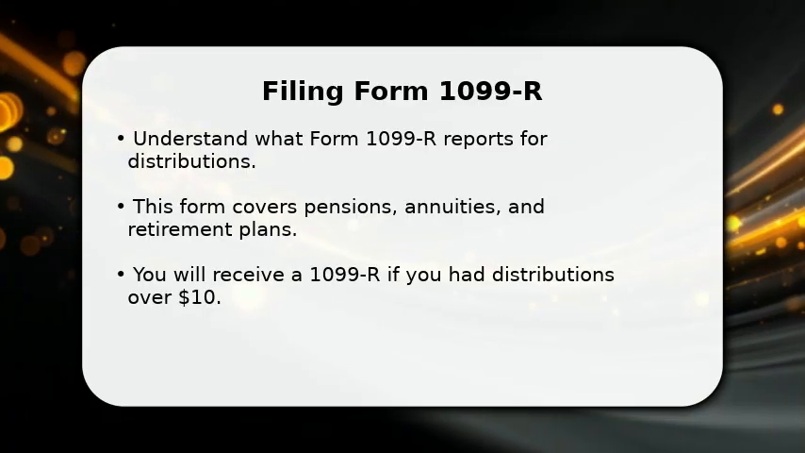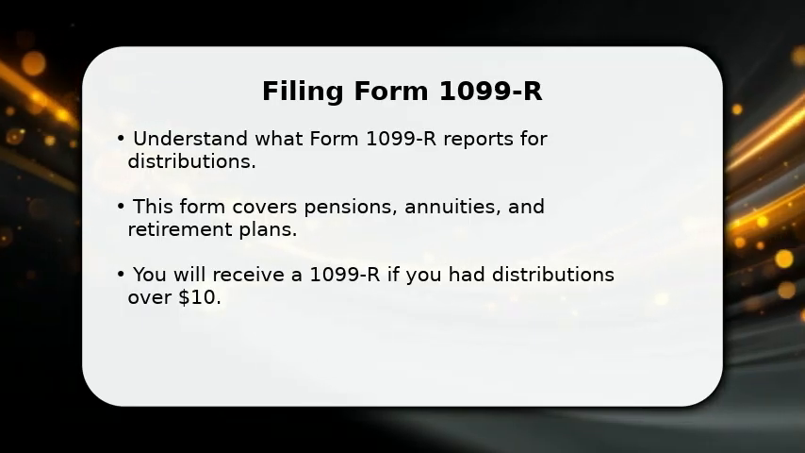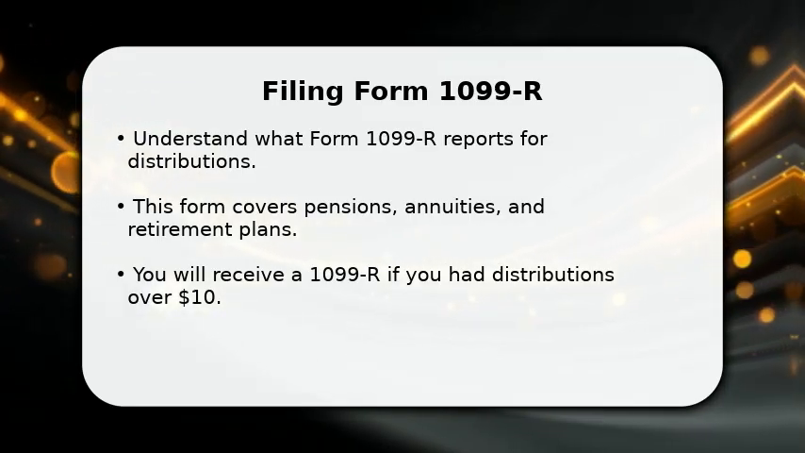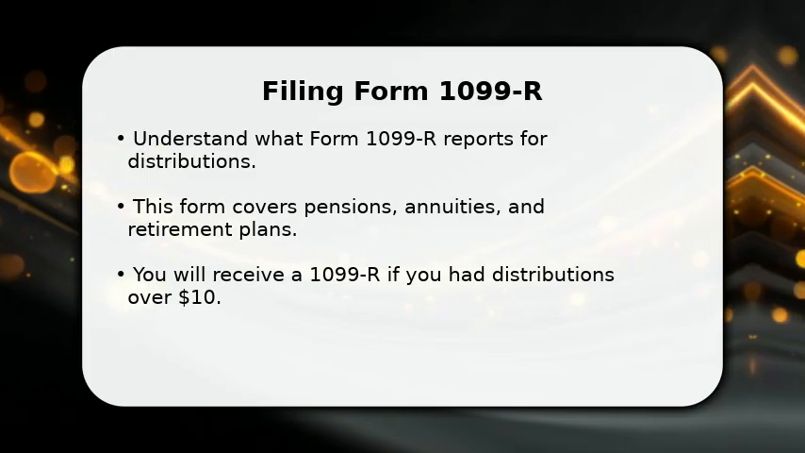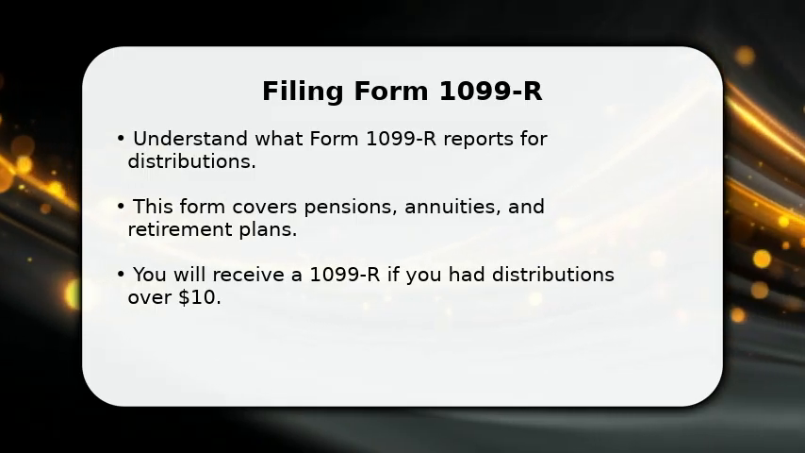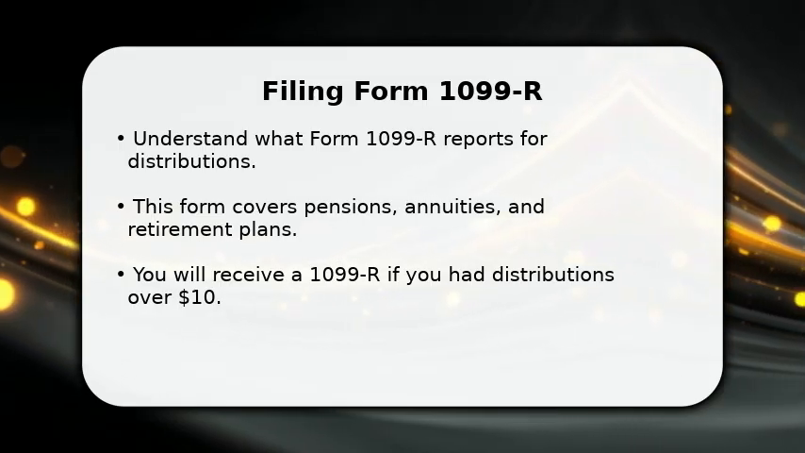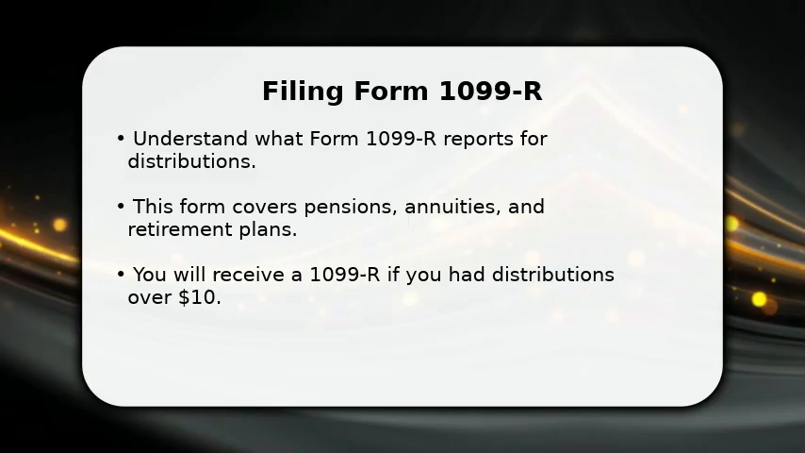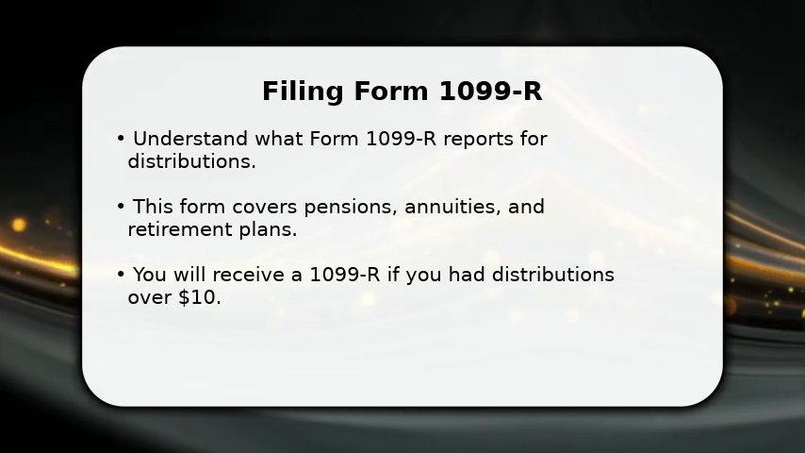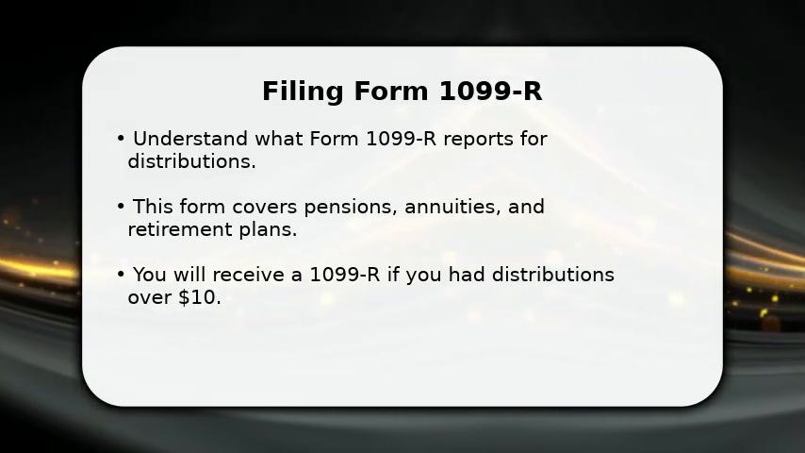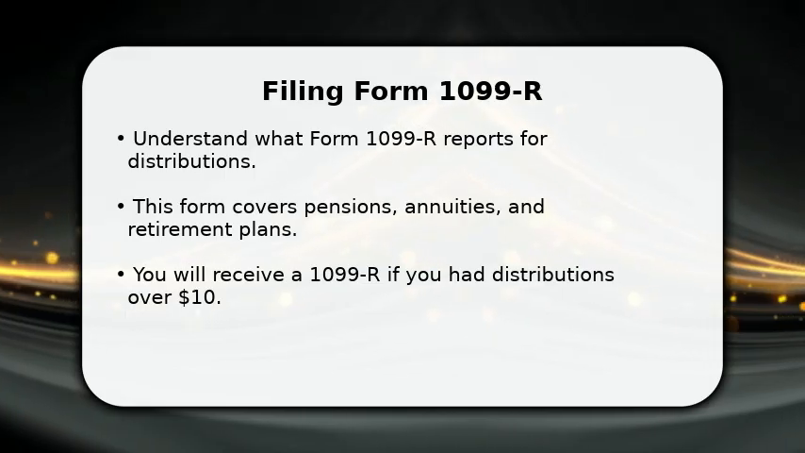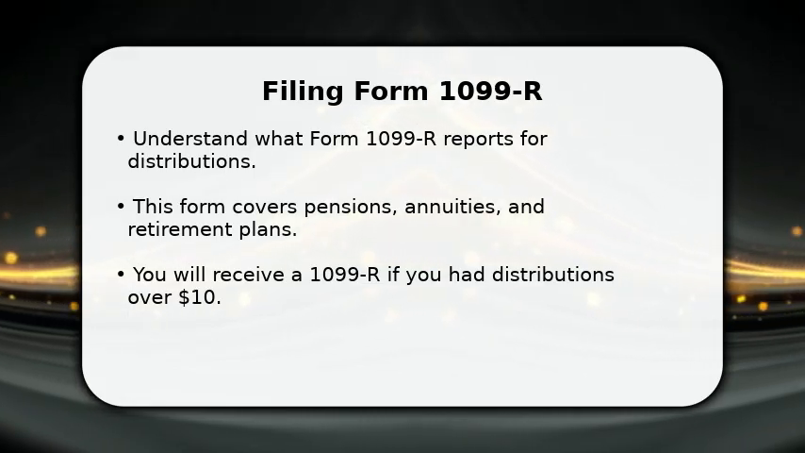In this video, I will explain how to file a 1099-R. First, gather all your Form 1099-R documents. These forms report distributions from pensions, annuities, and other retirement plans. You'll typically receive one if you had distributions of $10 or more from a qualified plan. It's crucial to have these ready before you begin your tax preparation.